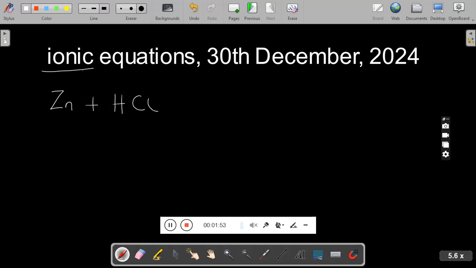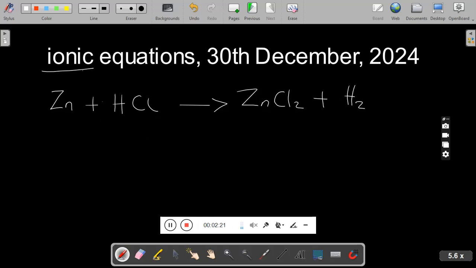Zinc plus hydrochloric acid, and the products were zinc chloride, and the other product was hydrogen gas. I want you to pay attention so that you understand how we can use this. We can construct an ionic equation from a balanced chemical equation. So let me also show how this equation balanced.